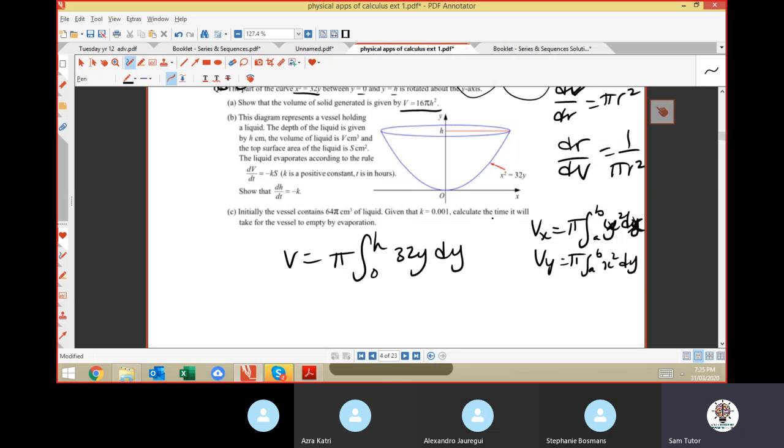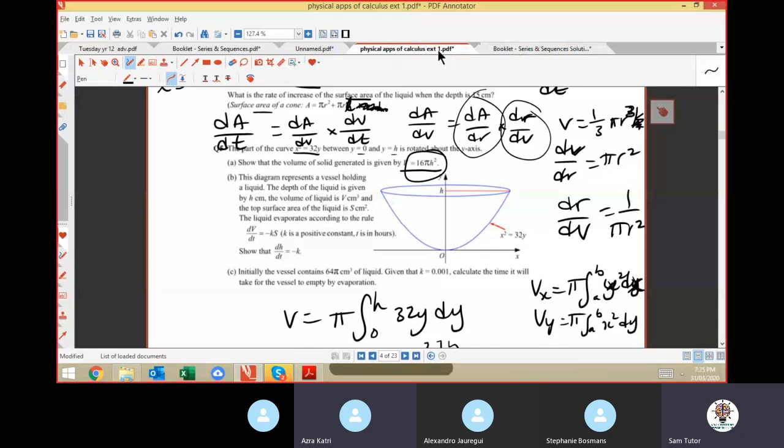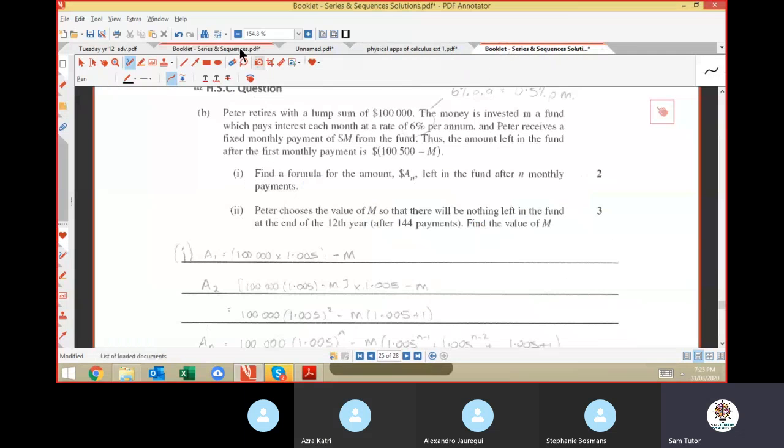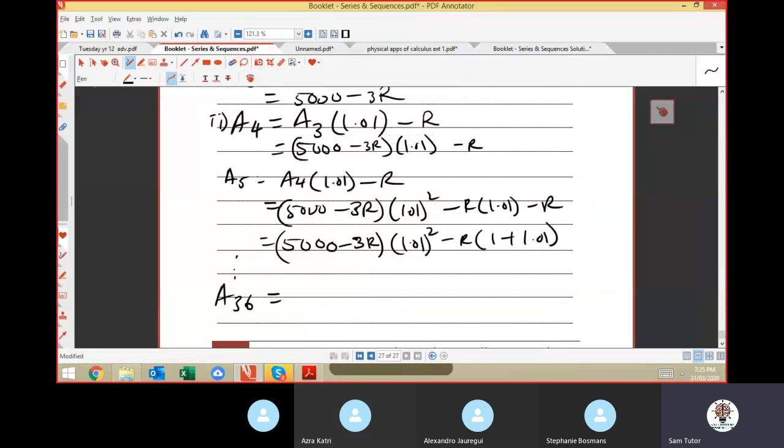And then that's it, really. So 32 on 2 is 16. I think you can tell the answer is going to become 16 pi h squared, from 0 to h, because it's the y values. Cool? Yep. All right. Okay.